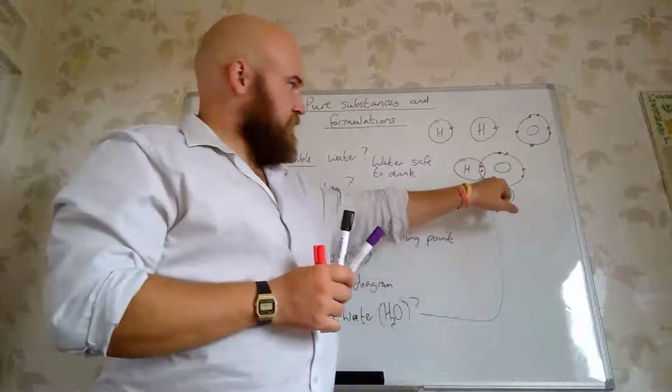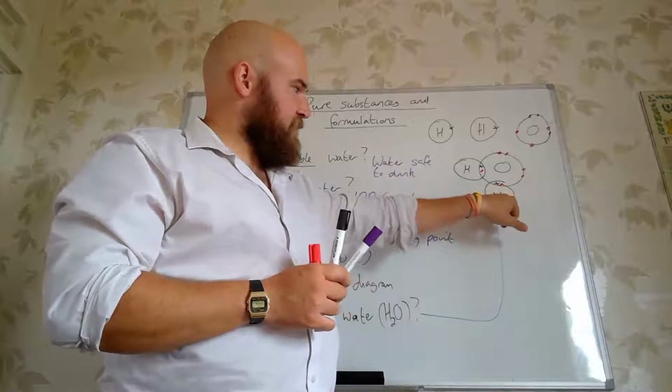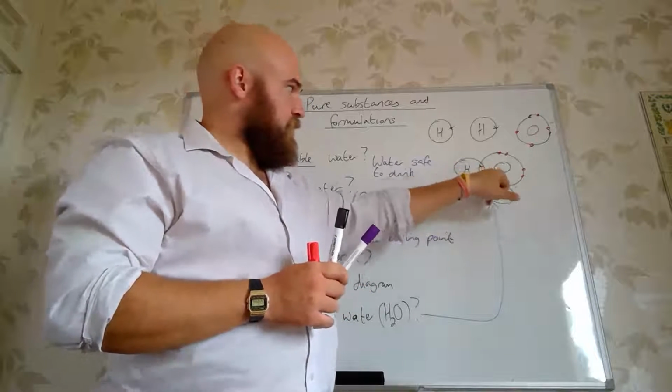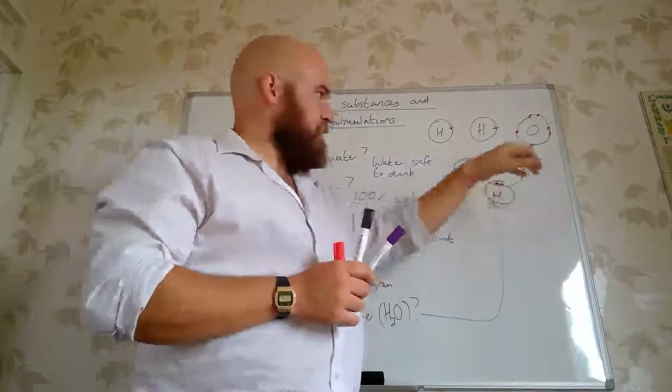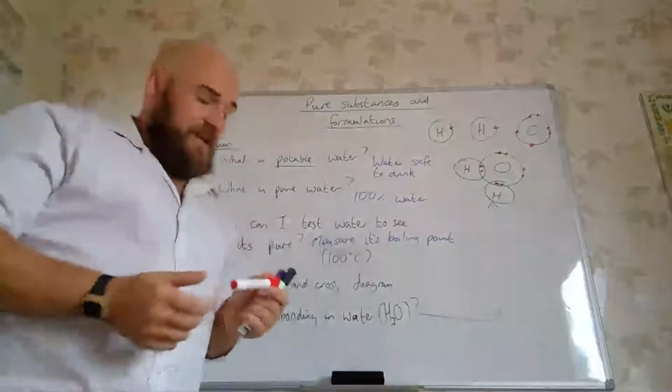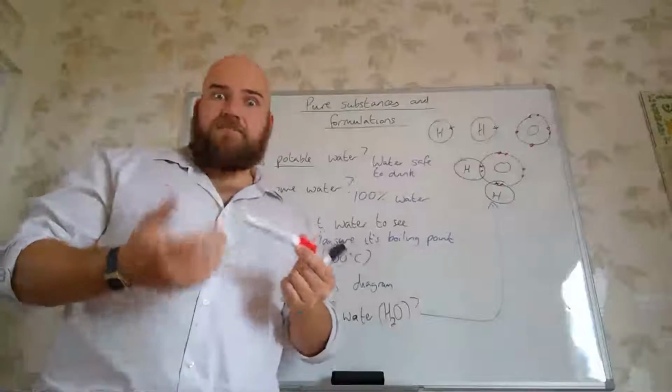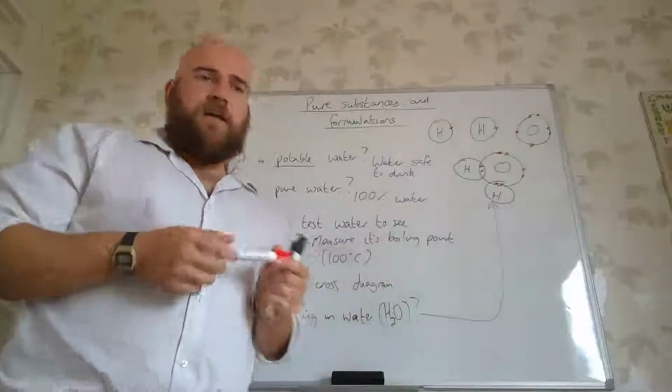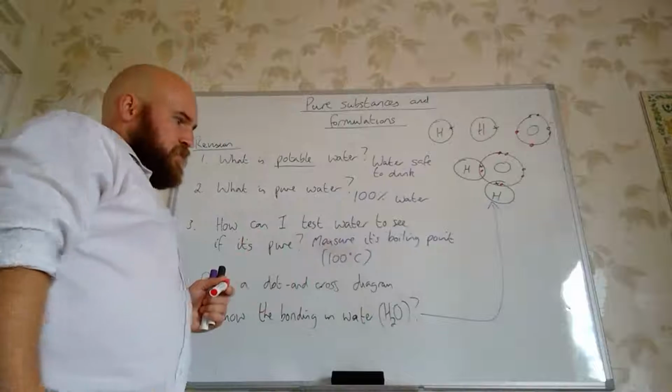So my hydrogen atoms have got one, two electrons in the outer shell, and the oxygen has got one, two, three, four, five, six, seven, eight. So that is a stable molecule. That's what water looks like. So in a glass of water, you'll have millions and millions and billions actually of water molecules.